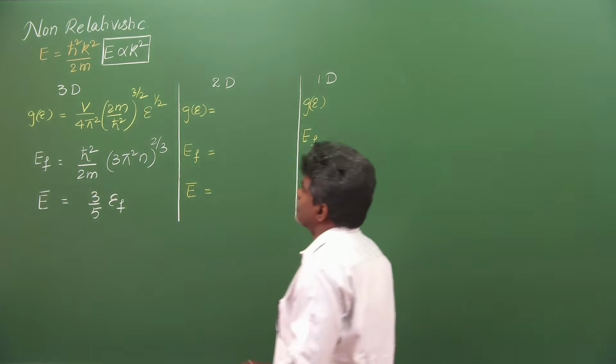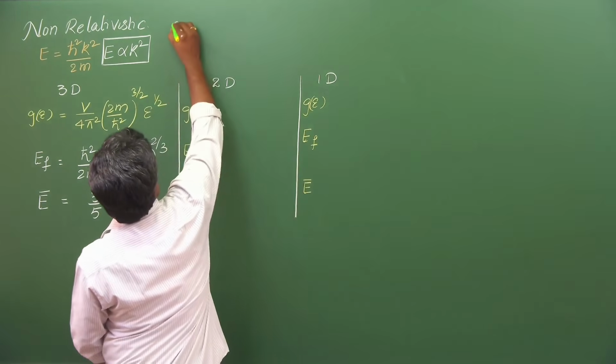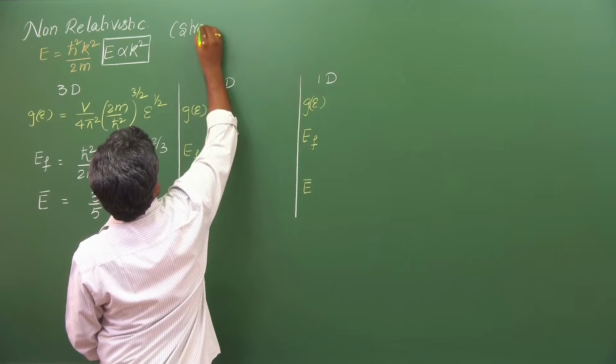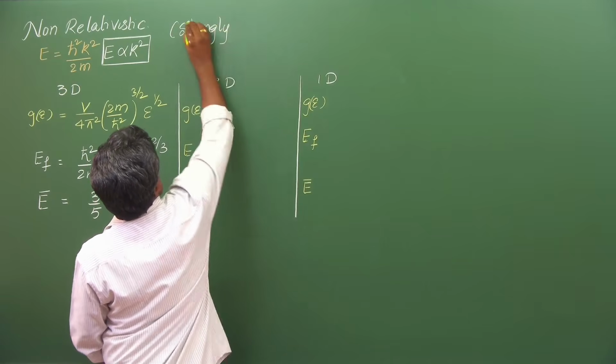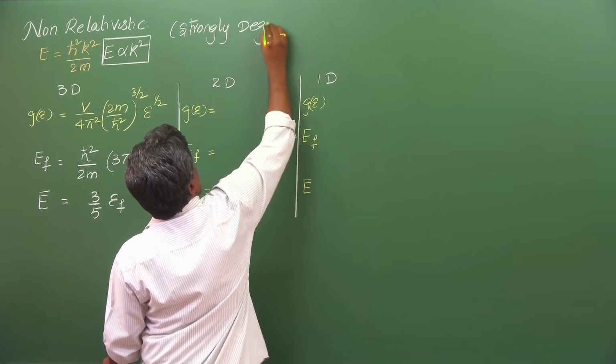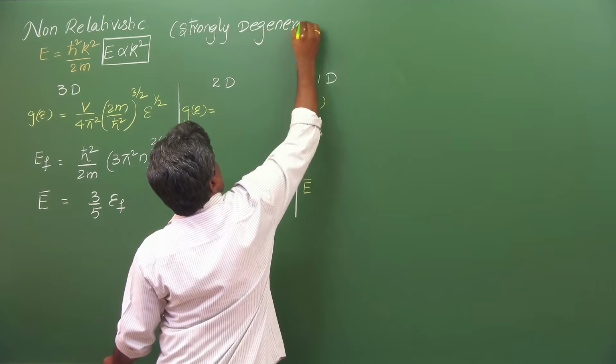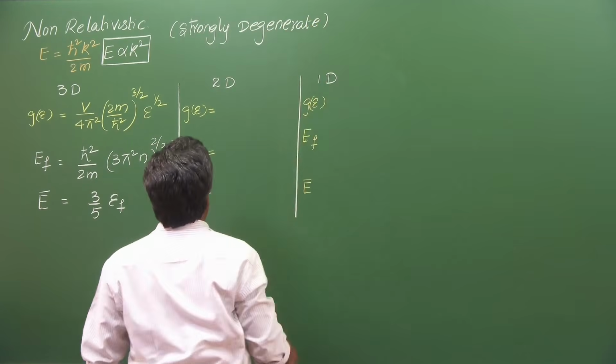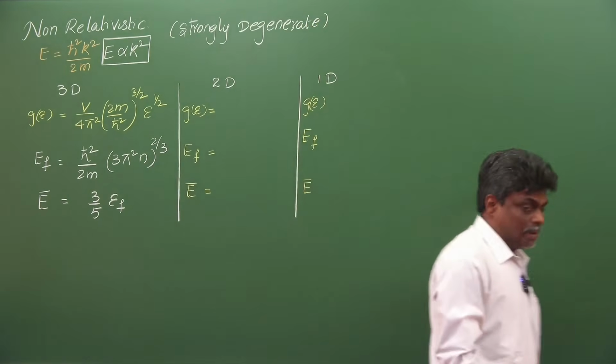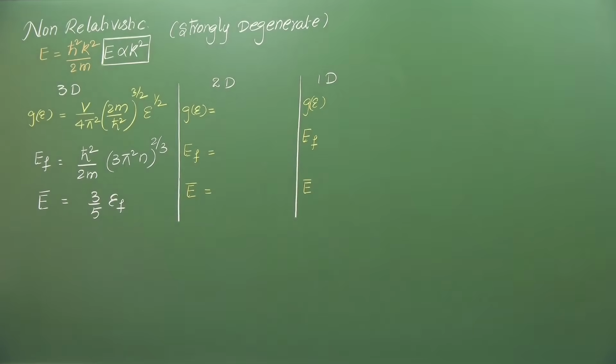This is strongly degenerate. What we are discussing is a strongly degenerate case. In the strongly degenerate case, the Fermi energy is independent of temperature. It depends only on the density.